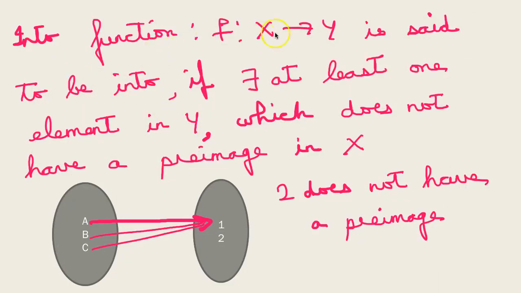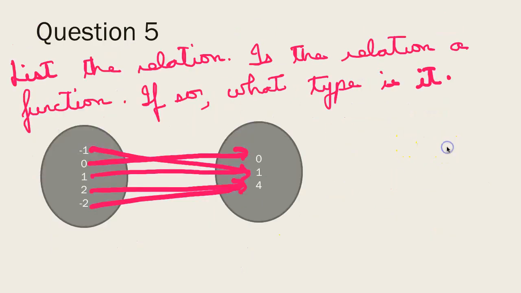And what is an into function? f is said to be into if there exists at least one element in Y which does not have a preimage in X. So here 1 has preimages A, B, C. Does 2 have a preimage? No. So 2 does not have a preimage. So this is an into function.